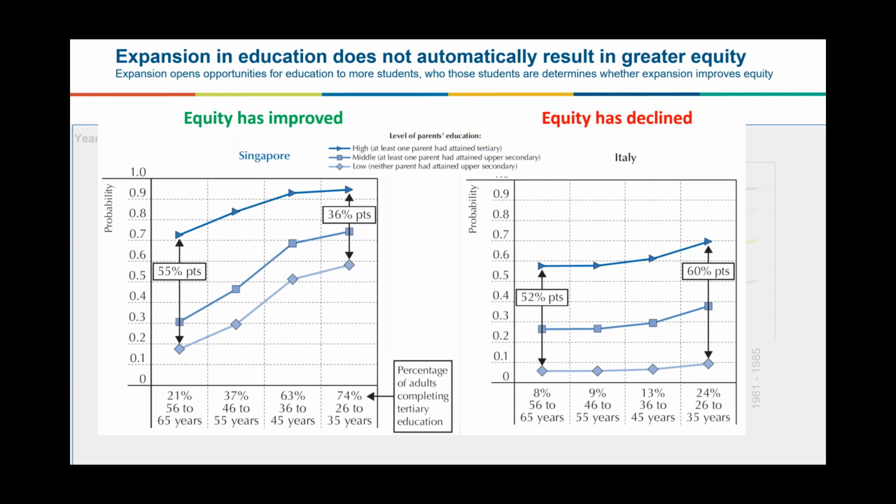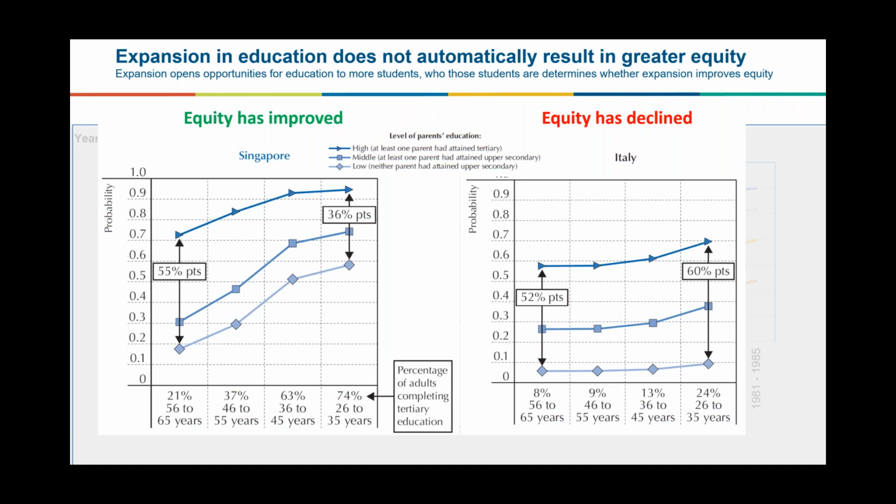So Singapore is a good example where rises in access to education have actually reduced the social disparities in education. If I compare that with Italy, actually the gap has grown wider. Now, everybody has benefited, but those who come from the wealthier, better educated backgrounds have benefited more. It's an important point. So in a way, you can say an expansion of education can serve educational mobility and by implication social mobility, or it can actually increase disparities.